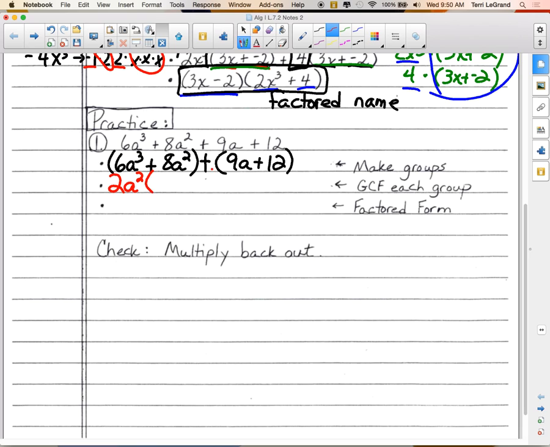So now, in my parentheses, I will have the result after I would actually divide those by that. So what is 6a cubed divided by 2a squared? 3a plus 4. In other words, 6 divided by 2 is 3. A cubed divided by a squared is a. So I have 3a plus 8 divided by 2 is 4. A squared divided by a squared, they're gone. I just have 3a plus 4.